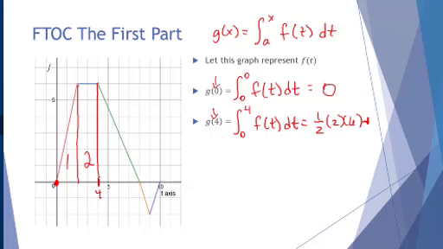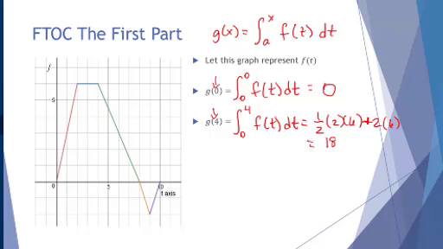And then the area of the rectangle is the width of the rectangle, which is 2, times the height of the rectangle, which is also 6. So when you're done with that, the area is going to end up being 18. So the integral from 0 to 4 of f of t dt is given as 18.